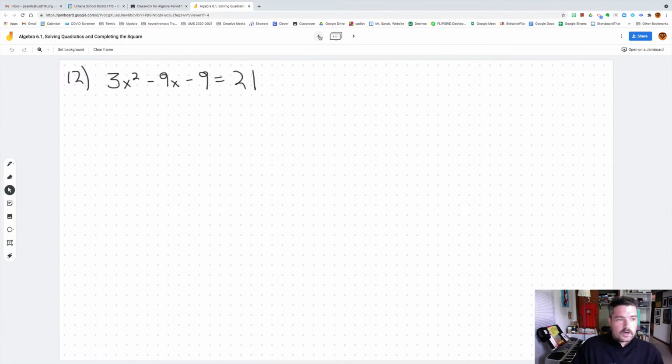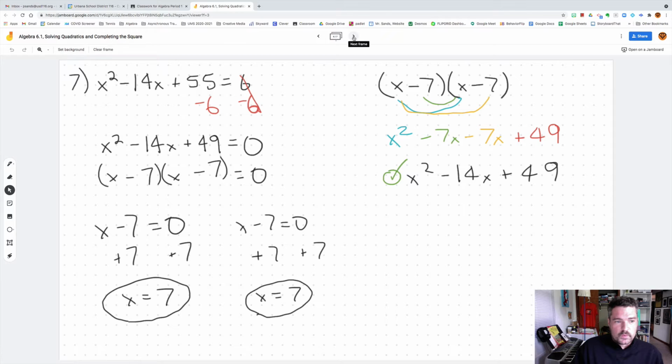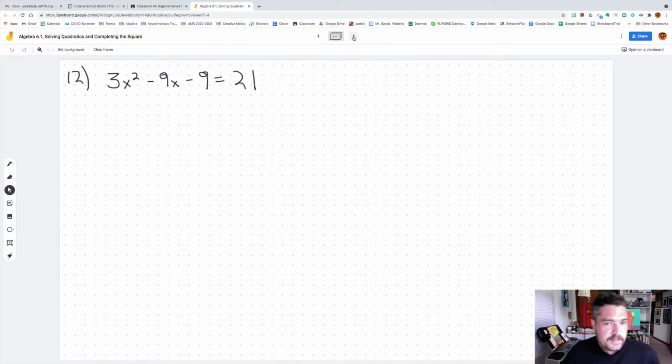So right here, I'm going to just work off the Jamboard that we've been working on. I have example number 12 from the homework in 6.1. Let's go ahead and get set up here. We've got 3x squared minus 9x minus 9 equals 21. So the first thing is I need to get this 21 over on this side of the equal sign, so I have everything on one side and 0 on the other side, because we are trying to find what values make this quadratic equation equal to 0.